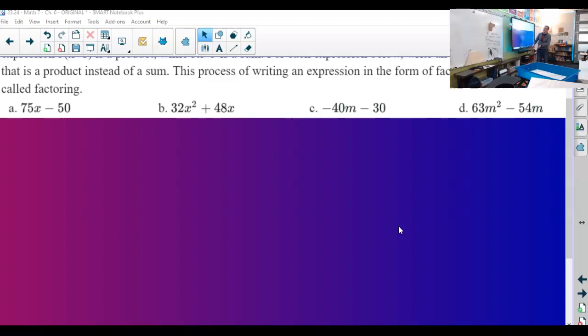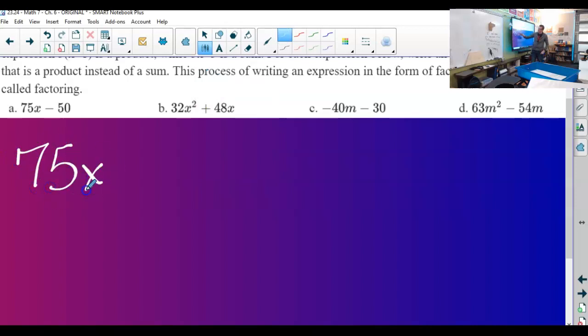So write down 75x minus 50. I don't care if you get this homework paper out, but this did come directly from one of your homework papers. It very well might end up on the test.